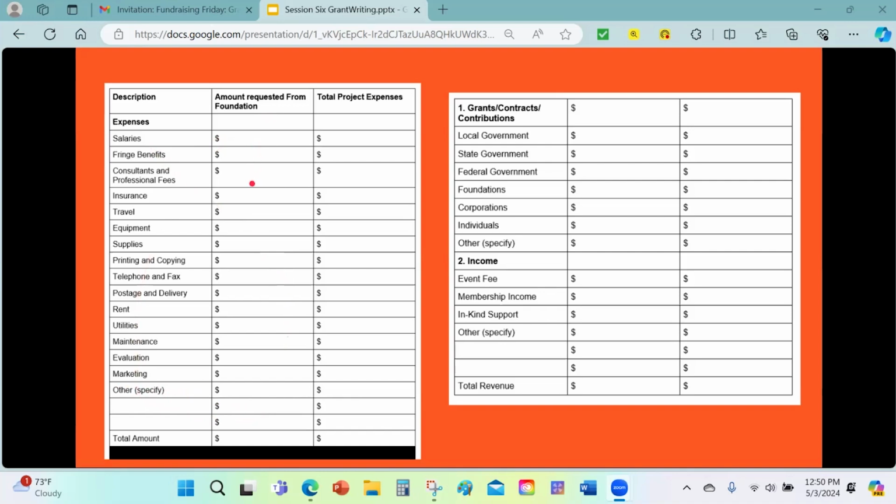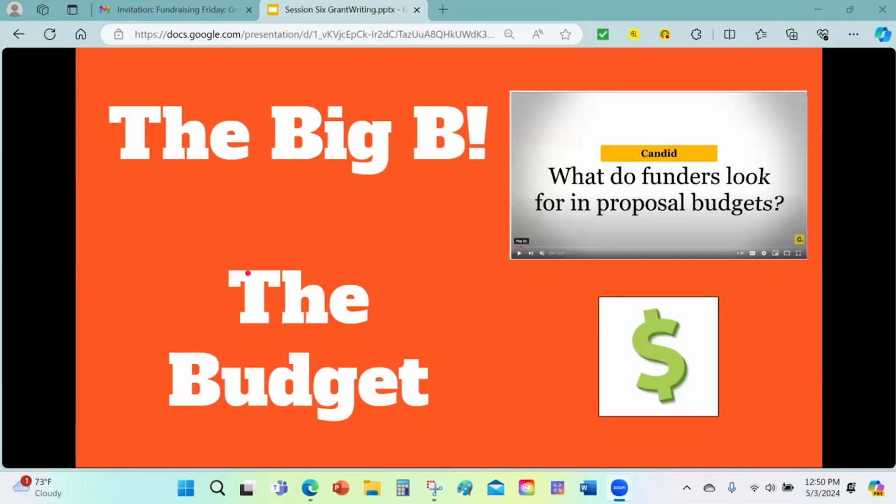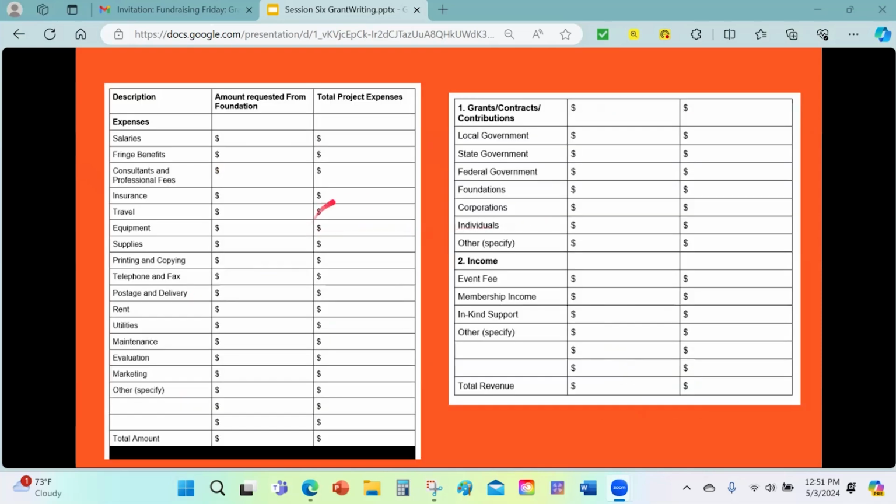So this is my second handout that I have for you. I have this in a PDF just for you to look at. Again, I got this from a wonderful seminar from Candid. This video right here, what do funders look for in proposal budgets? That's the video that explains this chart.